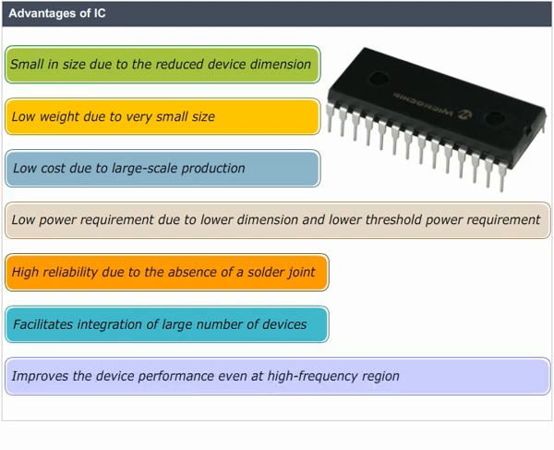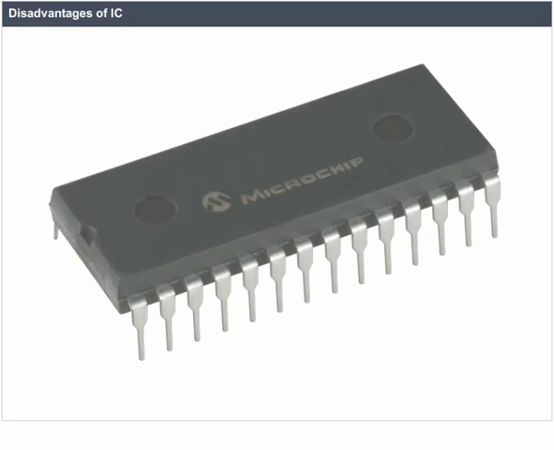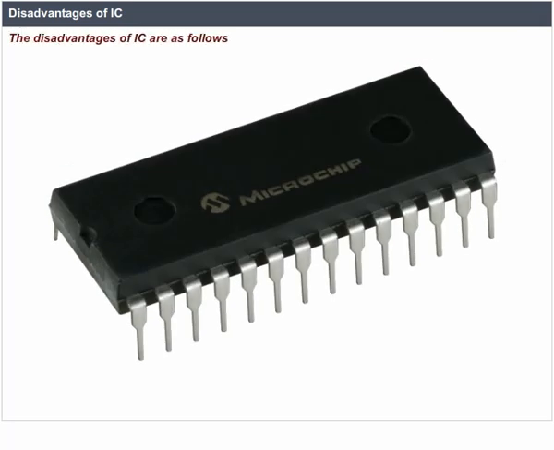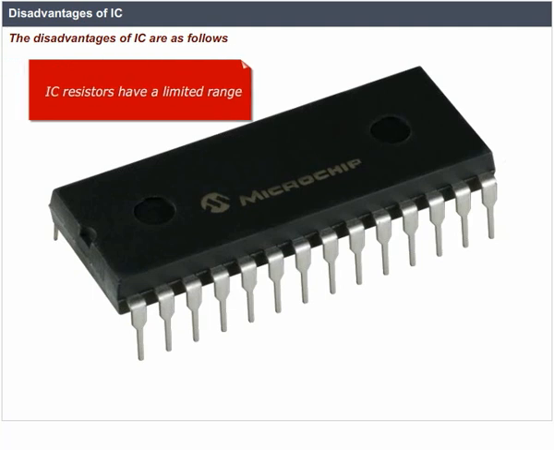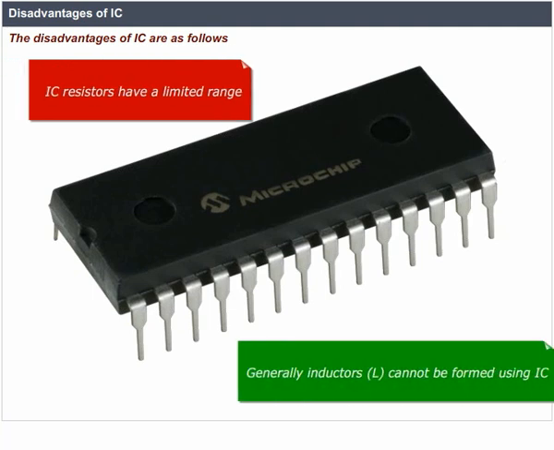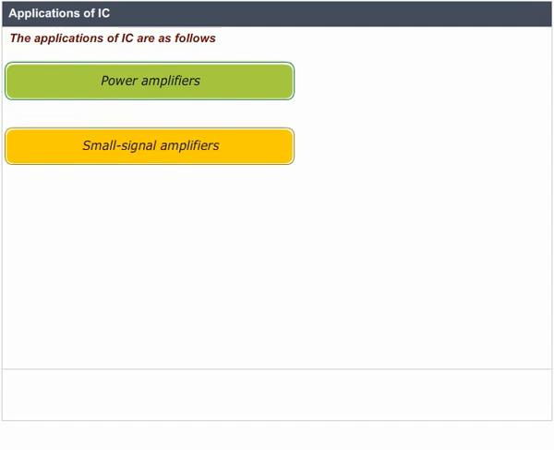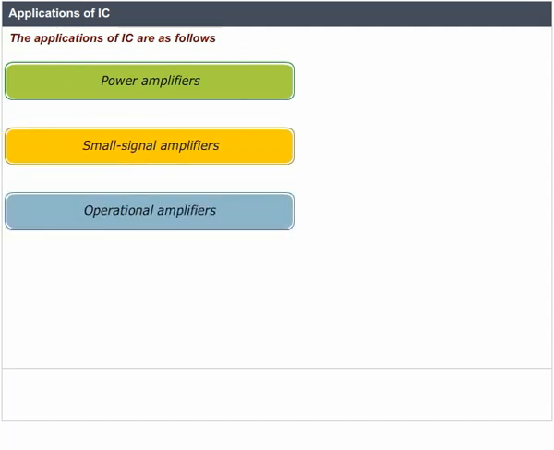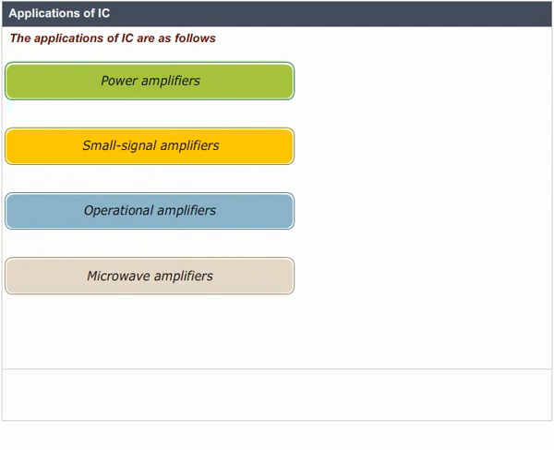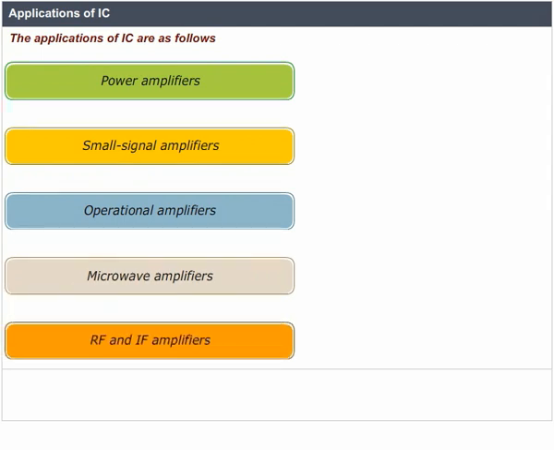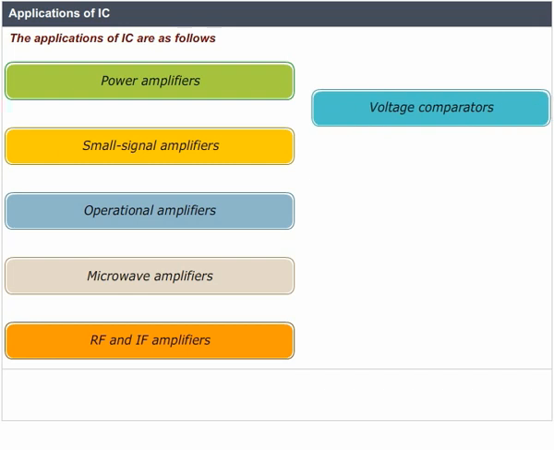Disadvantages of IC. The disadvantages of IC are as follows. IC resistors have a limited range. Generally, inductors cannot be formed using IC. Applications of IC. The applications of IC are as follows: power amplifiers, small signal amplifiers, operational amplifiers, microwave amplifiers, RF and IF amplifiers, voltage comparators, multipliers, radio receivers, voltage regulators.